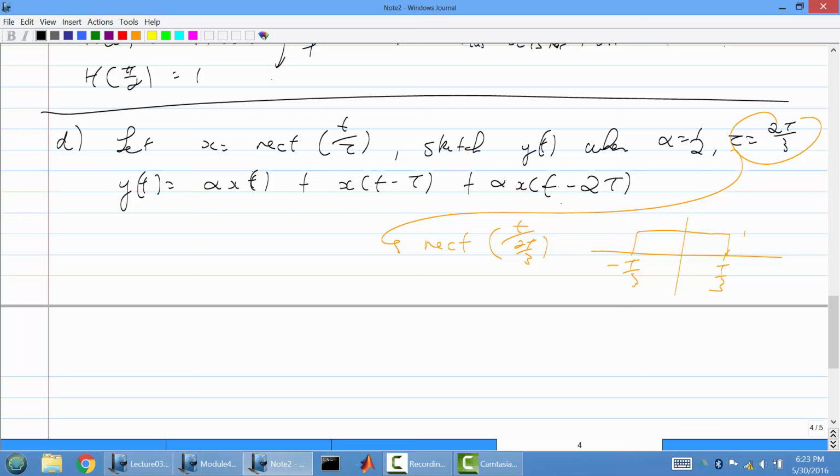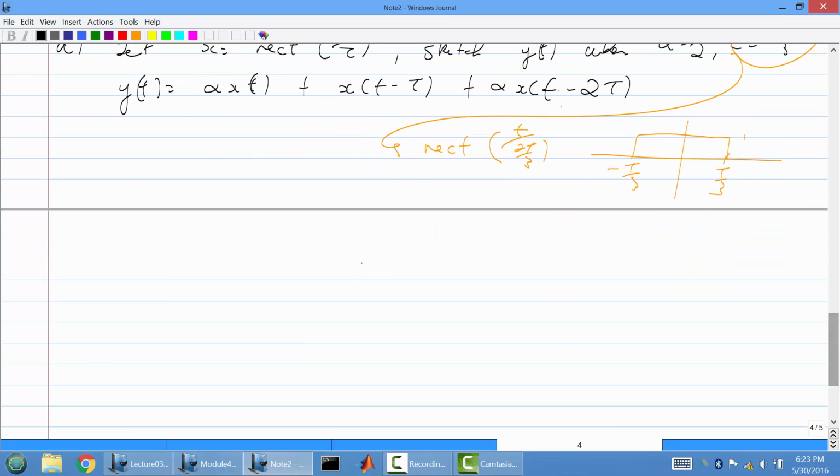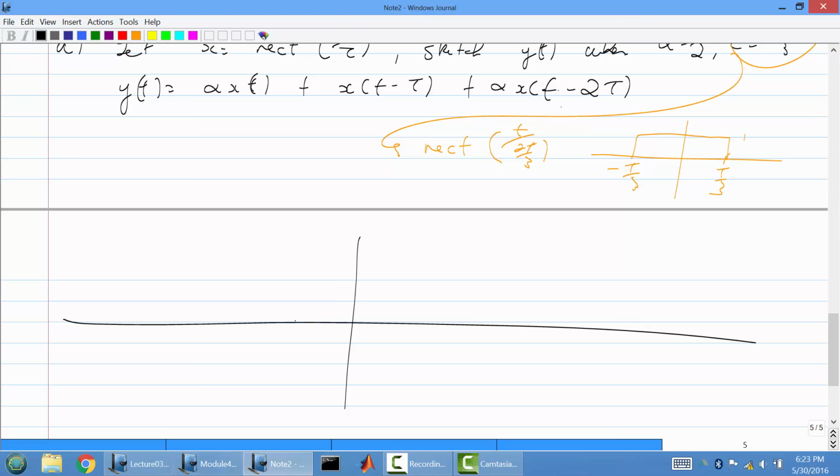One, which is just by itself with a scalar factor of a half, and then one you're going to shift over to the right by a factor of T, and then you're going to shift it over by twice as much, and then you're going to sketch that by half again. So that's actually quite simple to do. So we have the first one. Okay, so it's scaled by a half. Okay, so this is the first one.